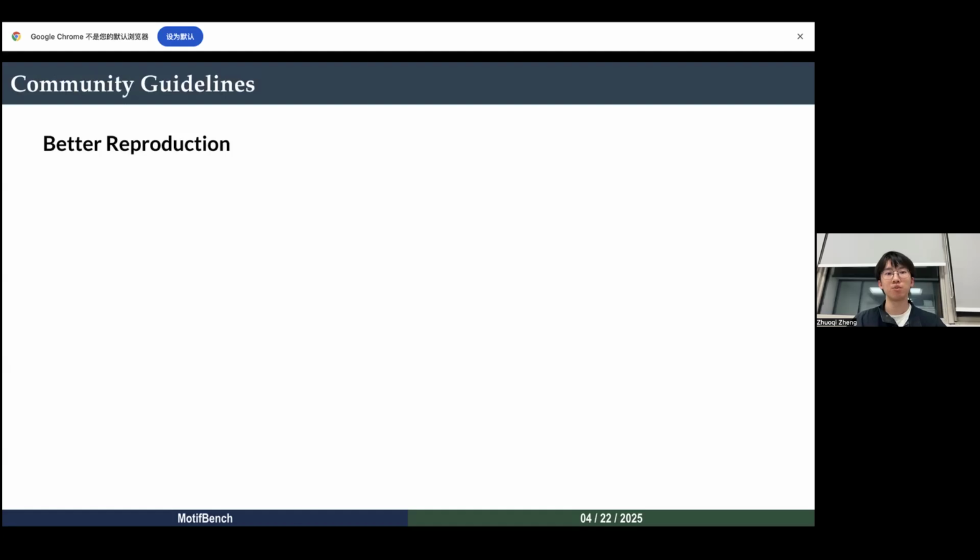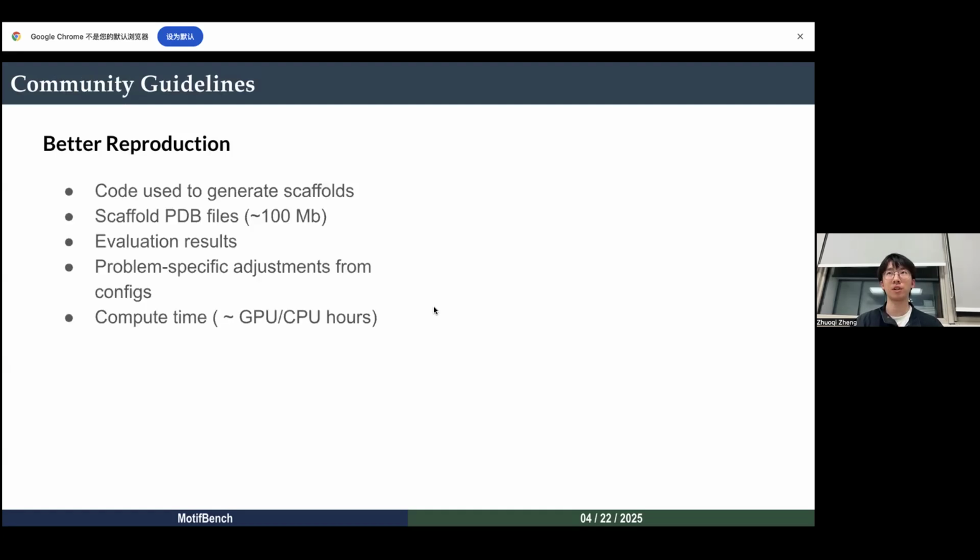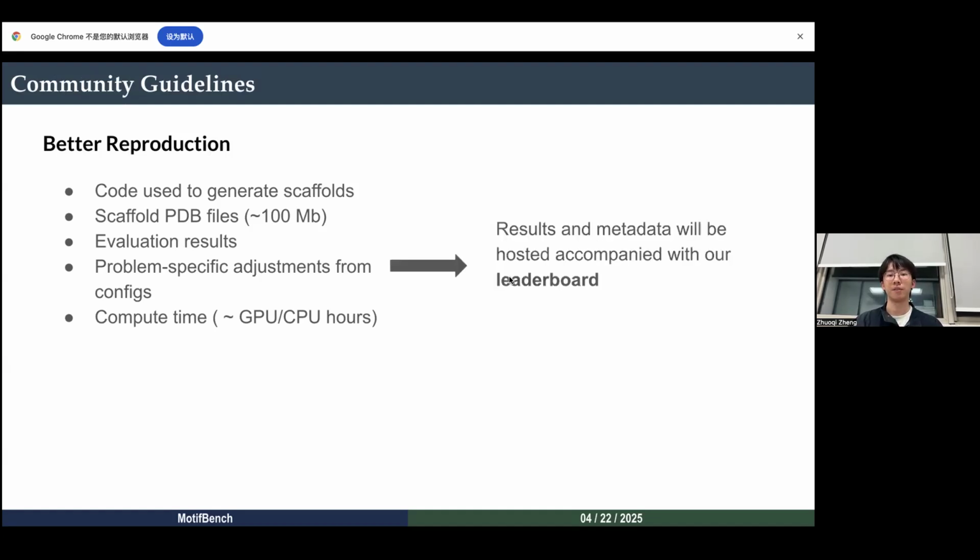And since we developed MotifBench for better reproduction and for the ease of motif scaffolding developers, we aim to leave some community guidelines for better reproduction here, such as recording the scaffolds and the metadata, along with the evaluation results and the configs used to run the evaluation. And this will all be hosted along with our leaderboard.